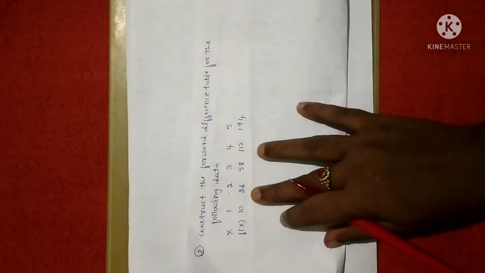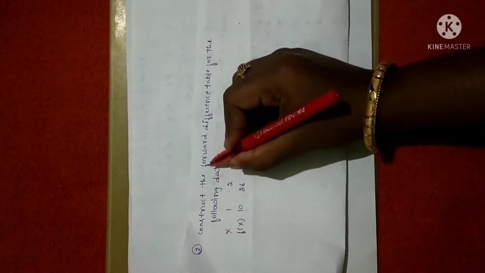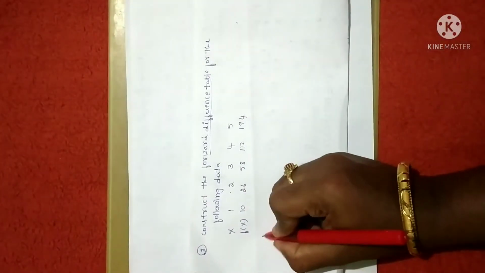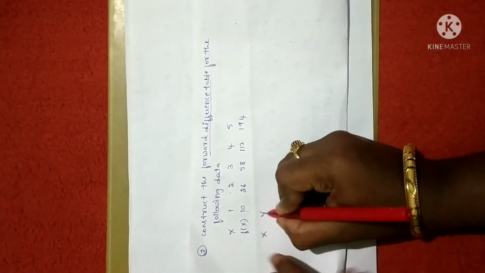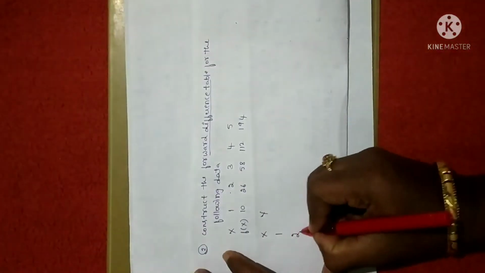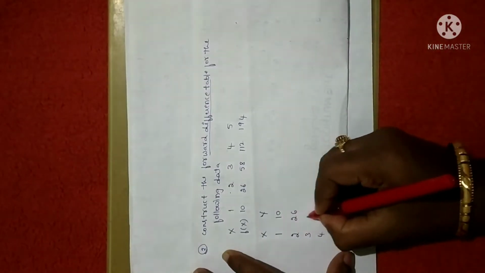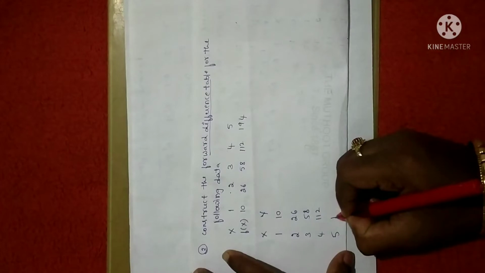So here is the second problem. In the problem it is clearly mentioned to construct the forward difference table. So we need to construct the forward difference table. For that, first let me write the x and y values. The x values are 1, 2, 3, 4, 5. The corresponding y values will be 10, 26, 58, 112, 194.